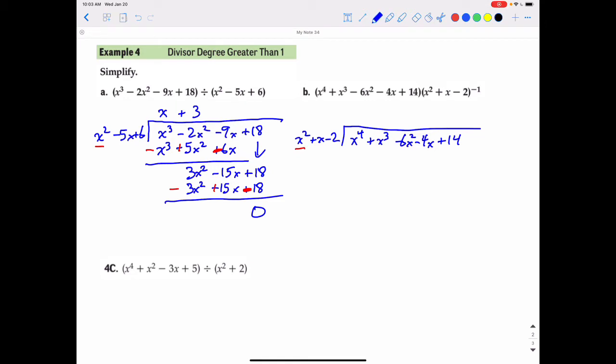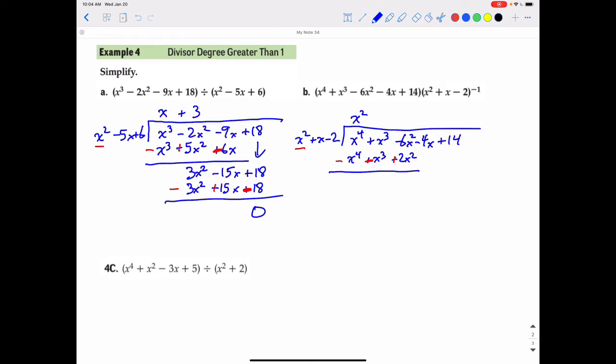So x squared times what is x to the fourth? Well, that would be x squared. X squared times x squared is x to the fourth. X squared times x is x to the third. X squared times negative 2 is negative 2x squared. We will change all our signs and subtract the algebra way.